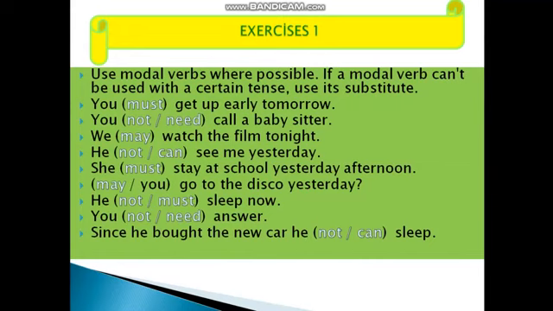The first sentence, you get up early tomorrow. We can use it as you must get up early tomorrow. The second sentence, you call a babysitter. This is a negative form. That's why we must use you needn't call a babysitter. We may watch the film tonight. He cannot. Demək, bu cümlədə yesterday olduğuna görə biz can'ın artıq keçmiş zaman formasından could'dan istifadə etməliyik. He couldn't see me yesterday.